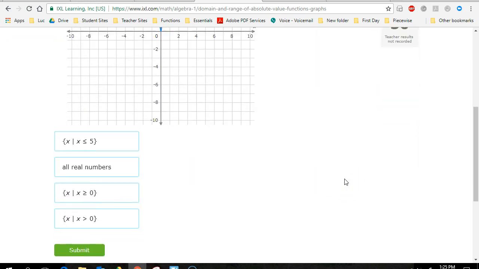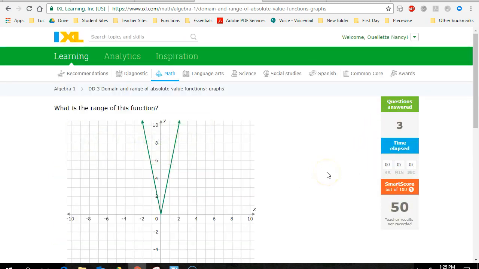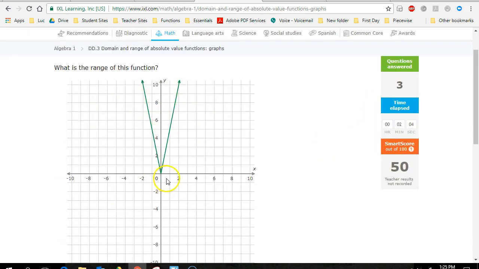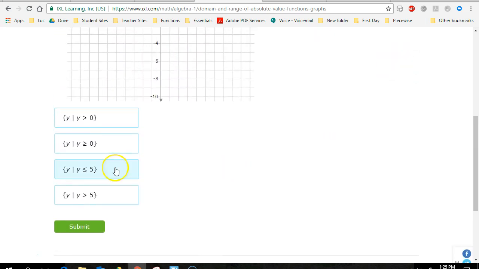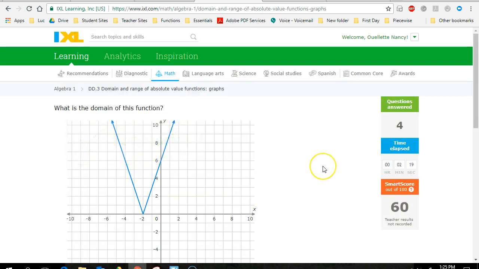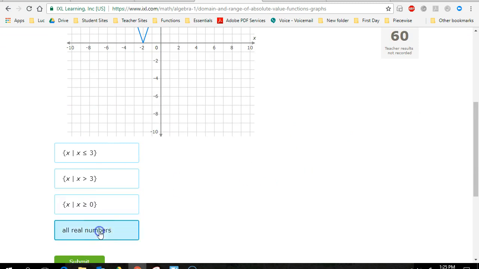So domain, again, if it says domain, all real numbers, that's all you have to do. Domain, all real numbers. Range, that's when you look at the vertex. The vertex here is 0. So 0 is included, and then everything that is greater than 0. So the way we denote that is y is greater than or equal to 0. So domain, again, all real numbers.